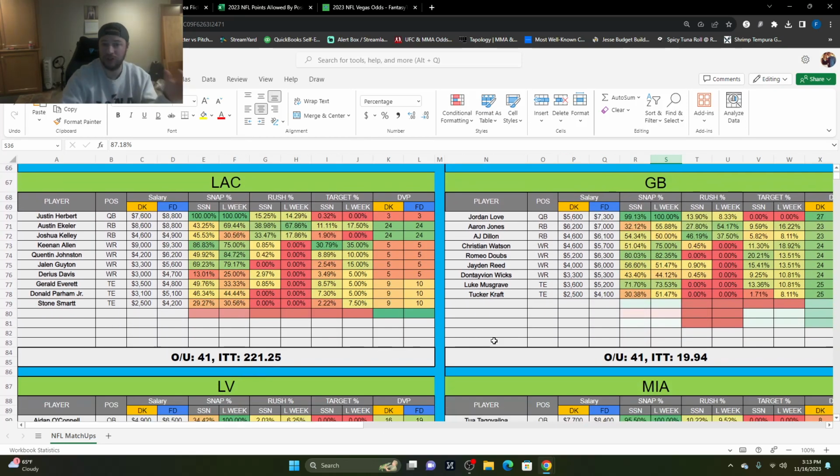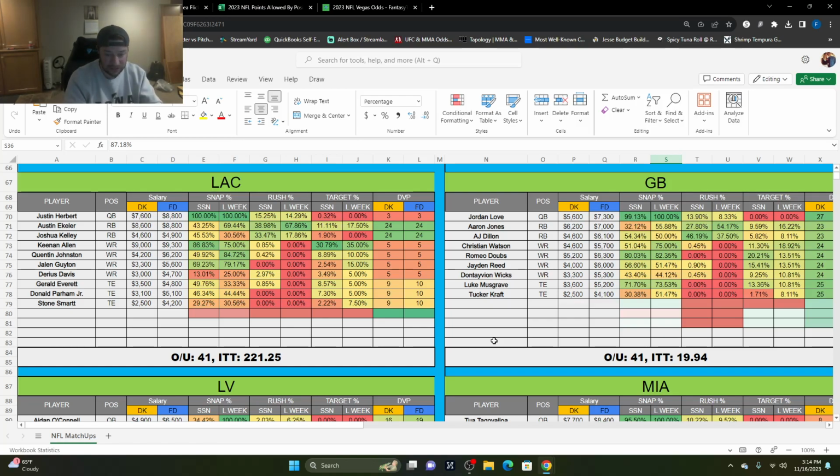Then we get the Chargers, Green Bay. Now, we know Green Bay's offense has been up and down this year. They have put up a ton of points, but they're not winning a ton of games. The Chargers' defense is bad, and we will look at both of them. Green Bay's defense is pretty good against the opposing quarterback. They rank 3rd, so Herbert is a little iffy, but they're not good against the run.